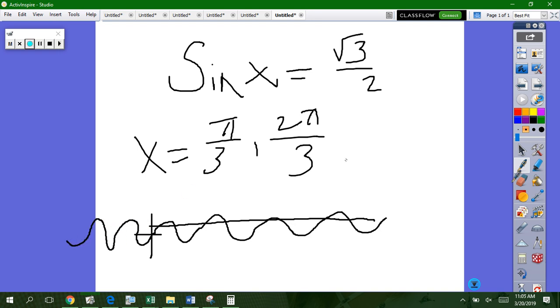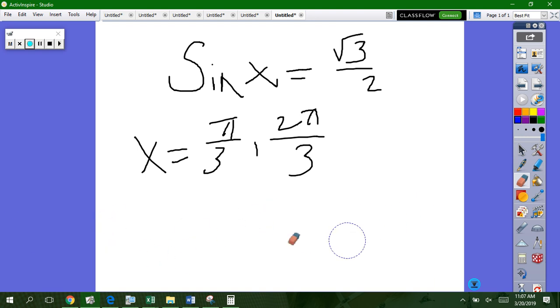So how do I get every answer instead of just 2 of the answers? Well, what's the next thing that we're going to hit? I would have to do what to these answers? Add 2 pi.